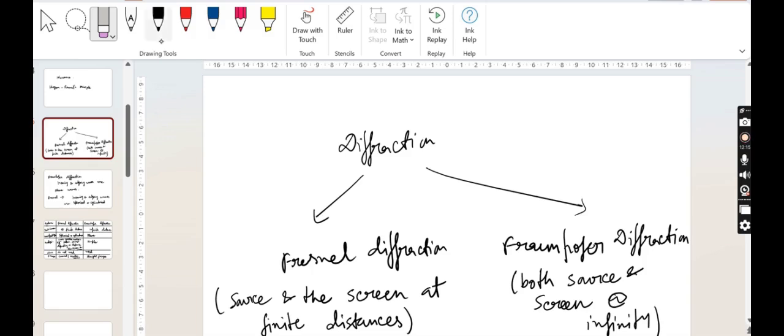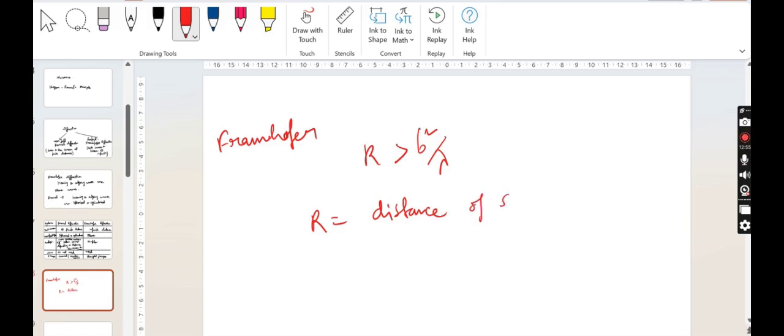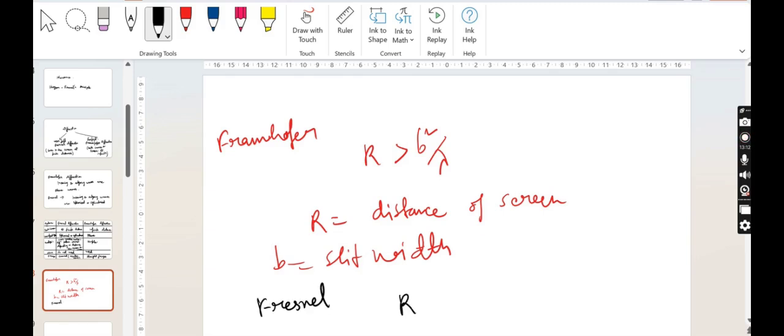That is far field, and this is near field diffraction. For Fraunhofer diffraction, R should be greater than b squared by lambda, where R is the distance of the screen. For Fresnel, R needs to be less than b squared by lambda. So that's the mathematical approach.